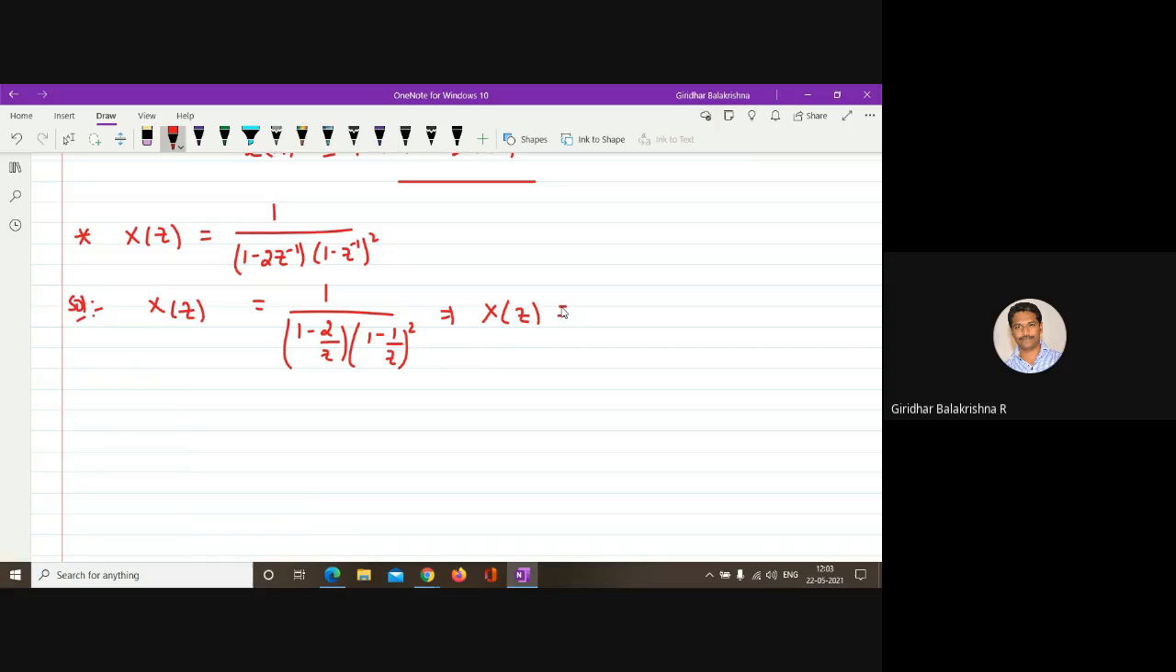Simple. How much will you get? You'll get z cube by (z minus 2) into (z minus 1) whole square. Isn't it? Okay, so here, which pole is it? Multiple poles. Multiple pole.